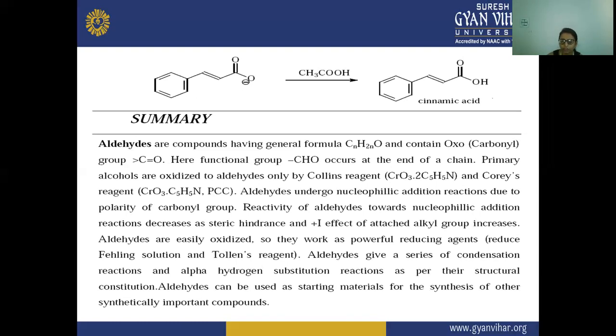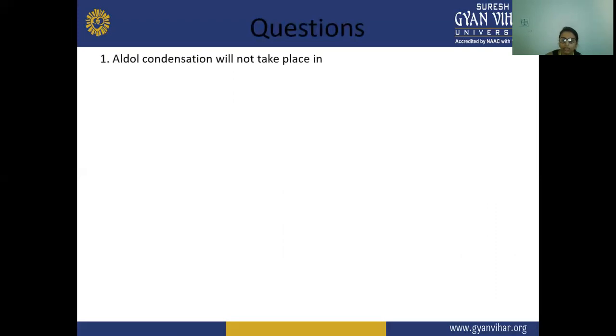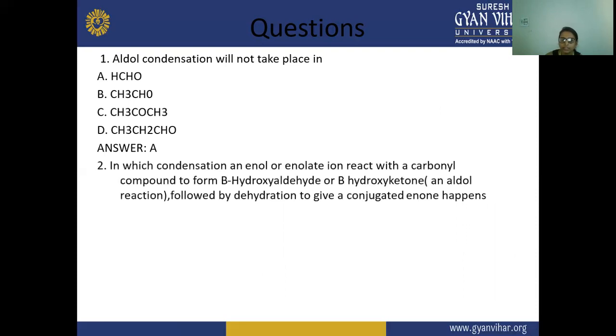Aldehydes act as powerful reducing agents, and they give a series of condensation reactions and alpha hydrogen substitution reactions as per their structural constitution. So aldehydes can be used as starting materials for the synthesis of other synthetically important compounds. The aldol condensation will not take place in HCHO, because it does not have any alpha hydrogen. In a condensation, an enolate ion reacts with a carbonyl compound to form a beta hydroxy aldehyde or beta hydroxy ketone, followed by dehydration to give a conjugated enone.